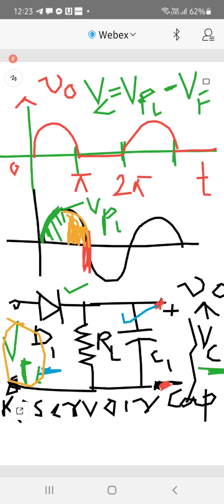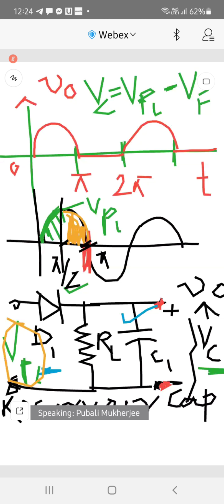Sorry, I'll mark in black. Okay, so this is pi by 2, and this is pi. So I'm discussing this region pi by 2 to pi. See what is happening in this region: the peak value is decreasing from VPI, so this voltage falling across the diode is decreasing from VPI.